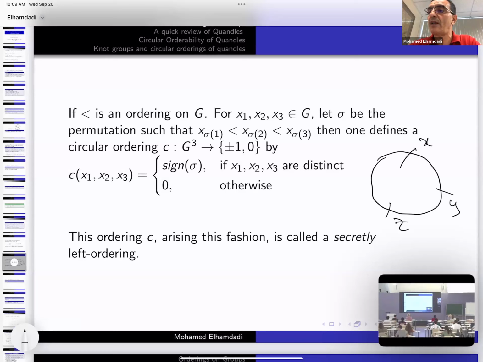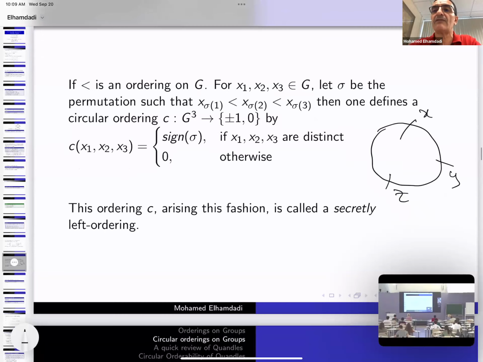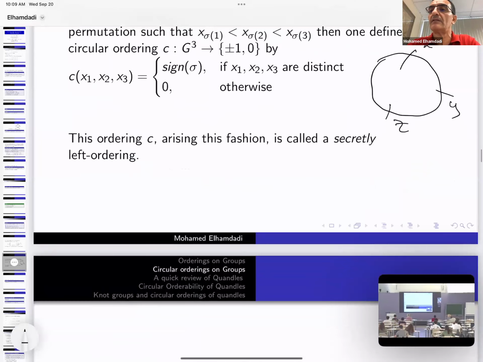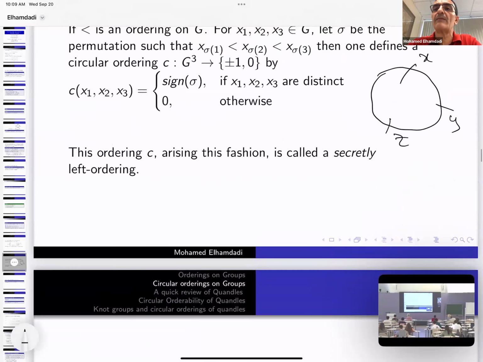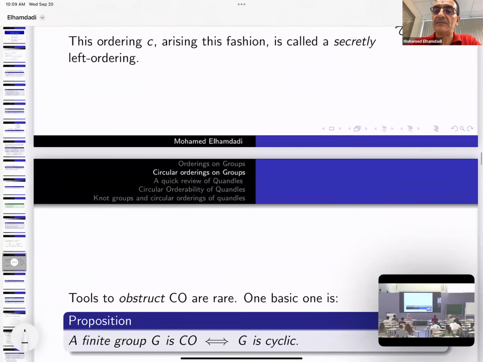If x less than y less than z, or y less than z less than x, basically here is the formula for it. We define C of x1, x2, x3 by the signature of the permutation, where we assume the permutation satisfies the condition that x_sigma(1) is less than x_sigma(2) less than x_sigma(3). Otherwise we put zero. If two elements are equal, C of x, y, z is zero. And since this circular ordering comes from the ordering, they call it a left-ordering circular ordering.